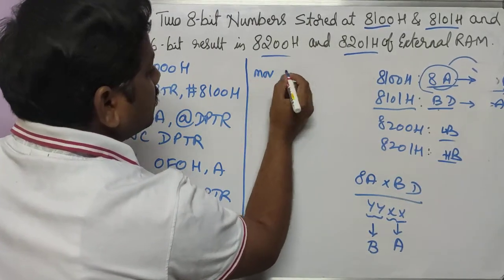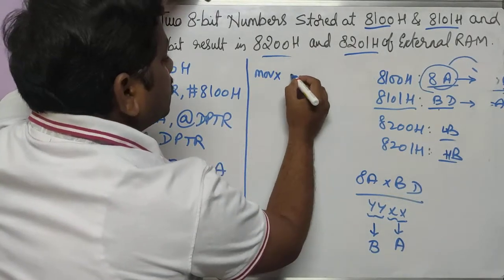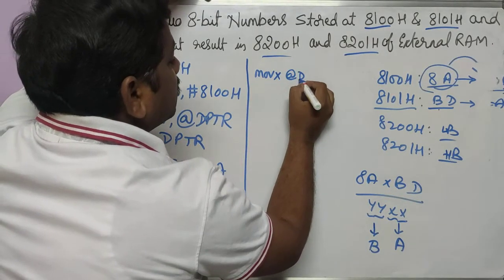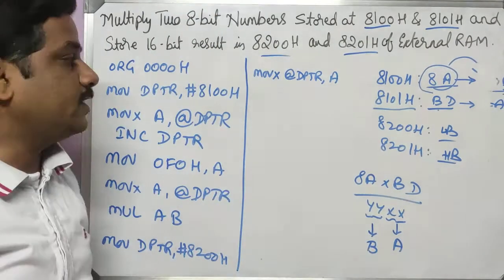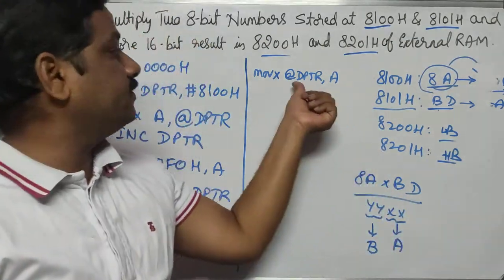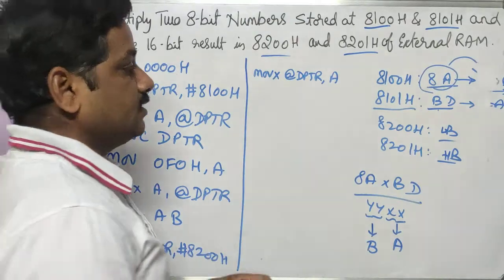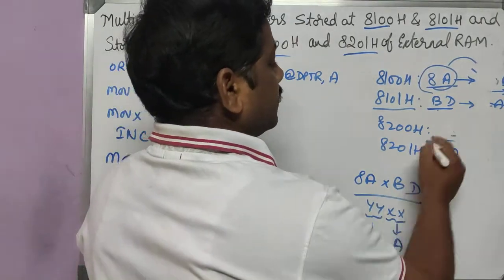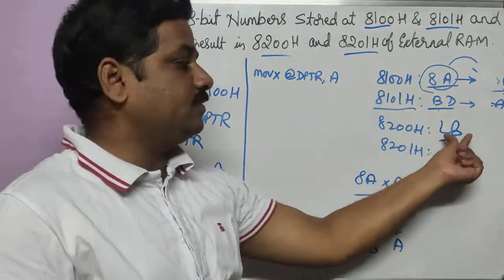Move from A, I should put it into dptr. MOVX @dptr, A. Okay. So the answer we had in A, the lower byte, will be given to 8200, which we have in dptr. So you get the lower byte here. Lower byte means whatever result you got after multiplication, that lower byte will be here.